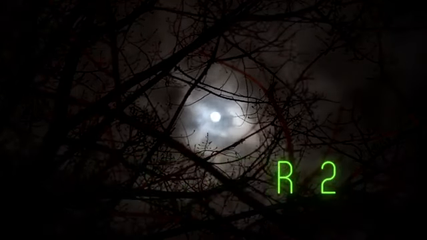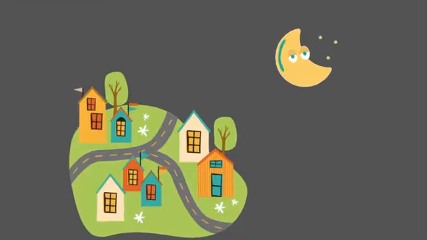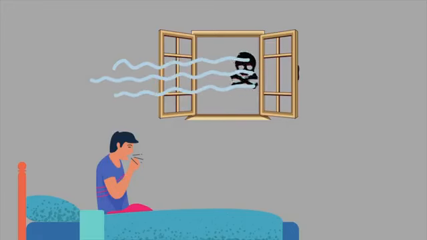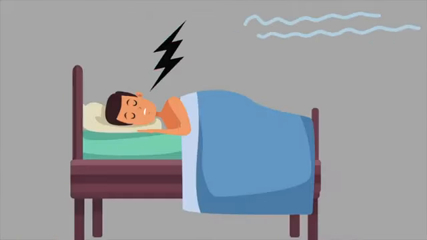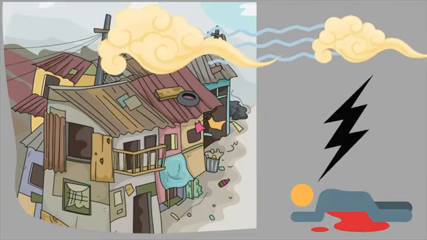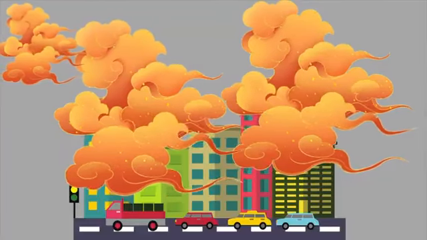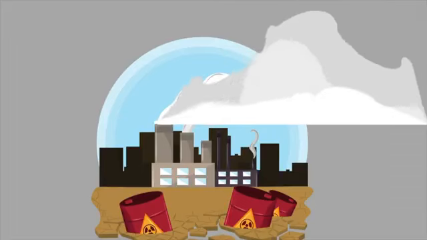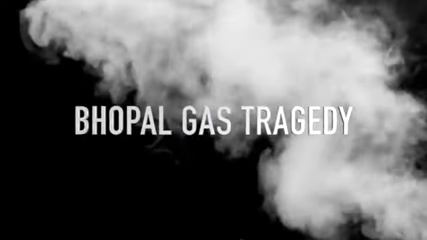On the night of December 2, 1984, residents in a sleepy Indian neighborhood opened their eyes to a dreadful disaster. On that night, thousands died in their sleep. Many others died on the streets. The air of an entire city was filled up with tons of toxic gases. It was the worst industrial disaster in India's history. The Bhopal gas tragedy.